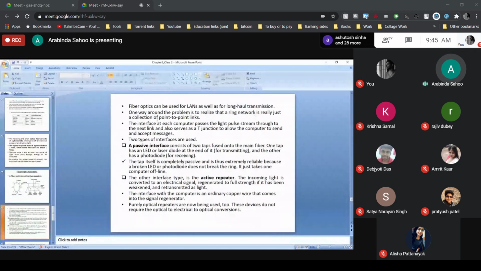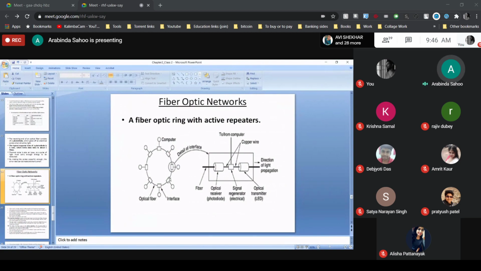Okay. So one way around the problem is to realize that a ring network is really just a collection of point to point links. If you consider this interface as one point, then it is basically a point to point link through this ring-like structure.